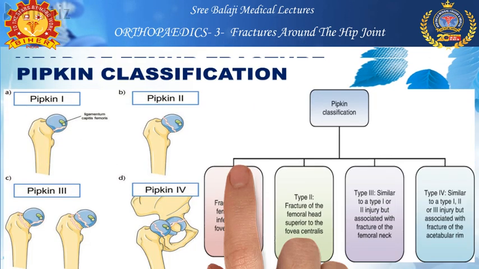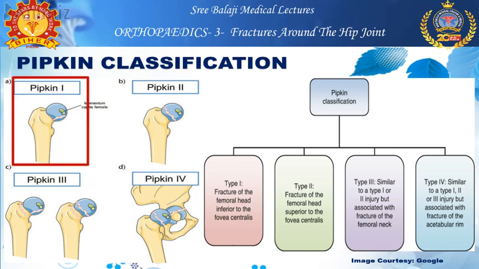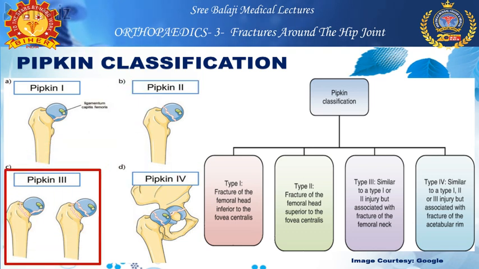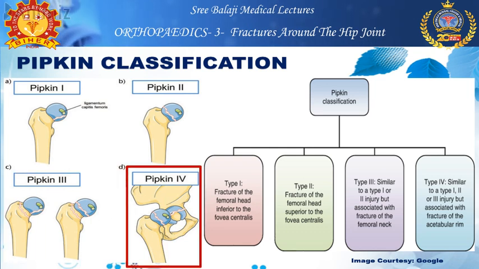What is the classification? Pipkin's classification. Type 1 is below the capitis femoris. Type 2 is a fracture of the femoral head superior to the fovea centralis. Type 3 is similar to type 1 and type 2 but associated with fracture of the femoral neck. Type 4 is similar to types 1, 2 and 3 but associated with fracture of the acetabular rim.